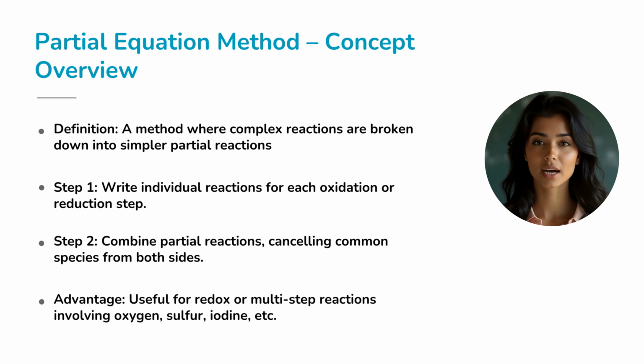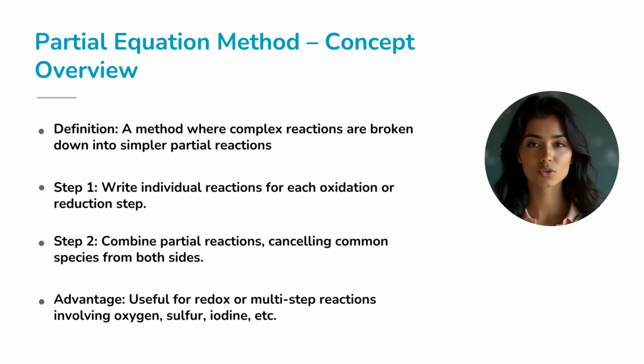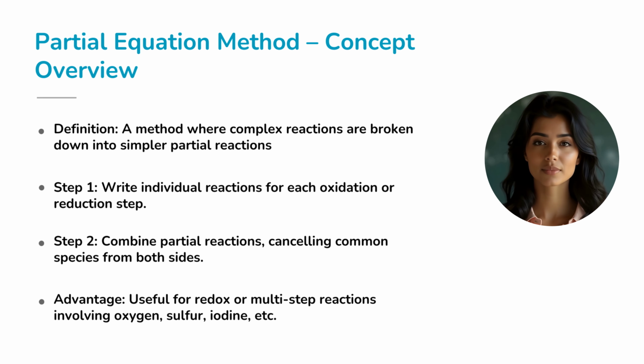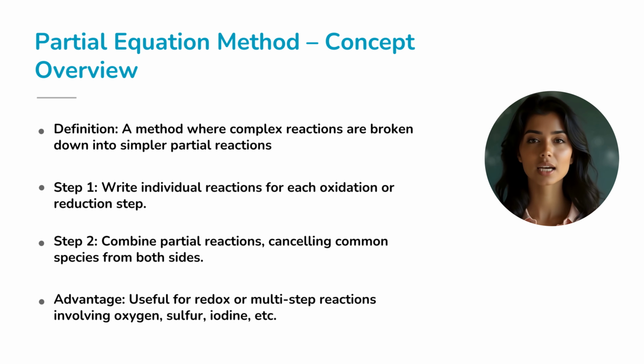Instead of balancing it all at once, we write Step 1. Decomposition of hydrogen peroxide: H₂O₂ gives H₂O plus O, where O is nascent oxygen. Step 2. Reaction of nascent oxygen with potassium iodide: 2KI plus O gives 2KOH plus I2. Now we add both steps, cancel the oxygen, and we are left with 2KI plus H₂O₂ gives 2KOH plus I2. This method is logical and systematic, especially helpful when oxidation states are involved.